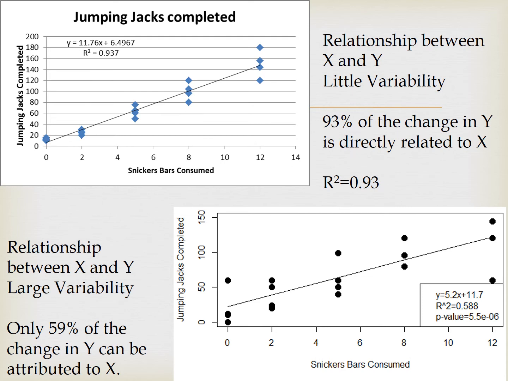In the bottom graph, this one having been made in R, we see that there's a lot more separation in the data points. And because of that separation, we have a lot more variability. And even though we see the same relationship, our R² value is a little bit lower, which suggests that there is something other than Snickers influencing the number of jumping jacks that somebody can complete. So the R² is a great way to look at the correlation and the import of your x-axis variable that you are currently testing.